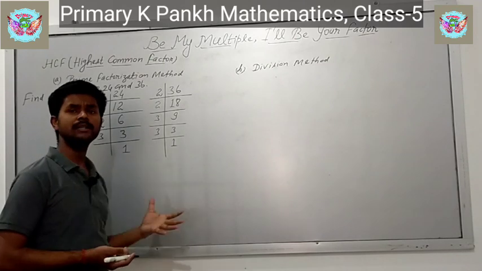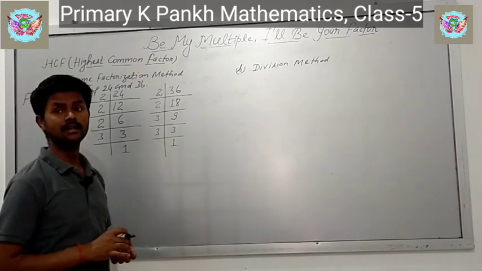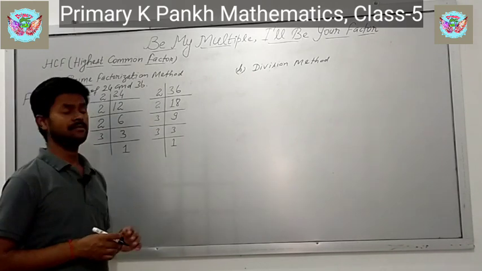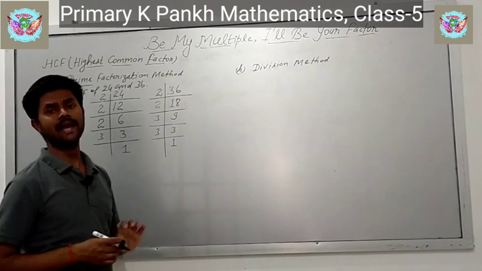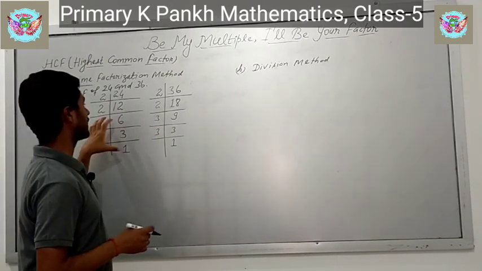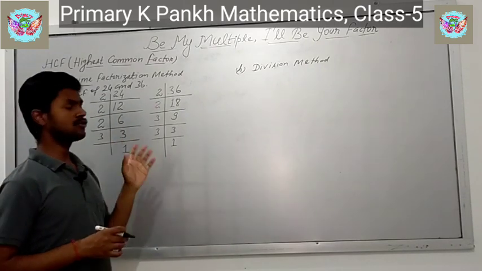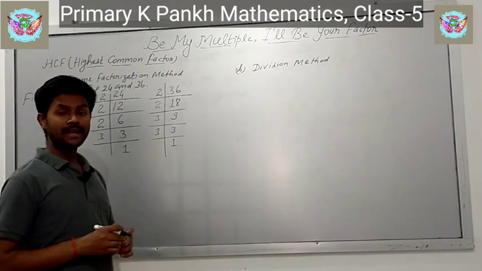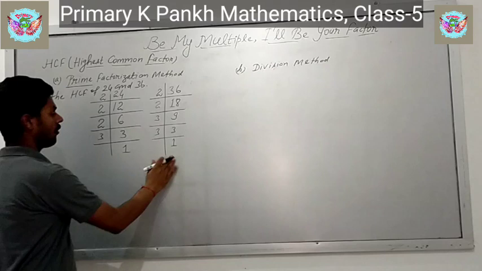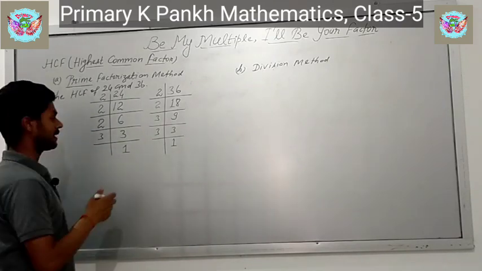After finding the prime factorization of 24 and 36, the next step is related to HCF. These two steps, finding the prime factorization of 24 and of 36, are also related to HCF, but the main step of HCF is here. So what should we do for finding HCF?